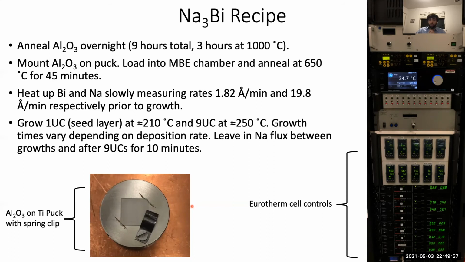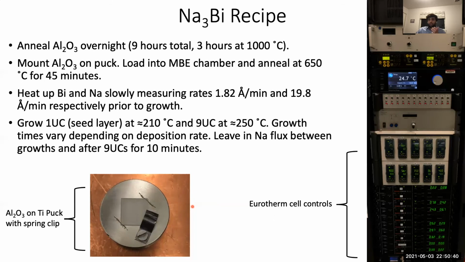During this time, bismuth and sodium are heated slowly until the deposition monitor measures rates near 1.82 angstroms per minute for bismuth and about 20 angstroms per minute for sodium. Now, before any growth can occur, after we've measured our rates, we will then perform a calculation to determine the time needed to grow each unit cell. And then when we're finally ready to grow, we will put our substrate to around 210 degrees Celsius for the seed layer growth, which tends to grow better colder than the rest of the unit cells.